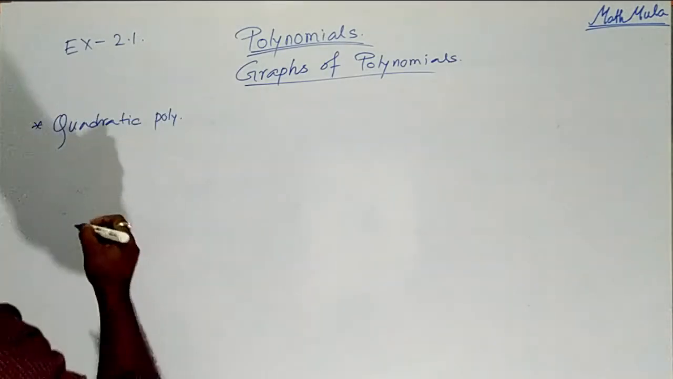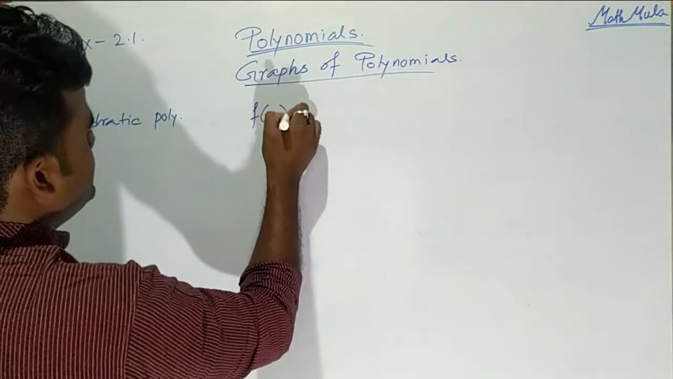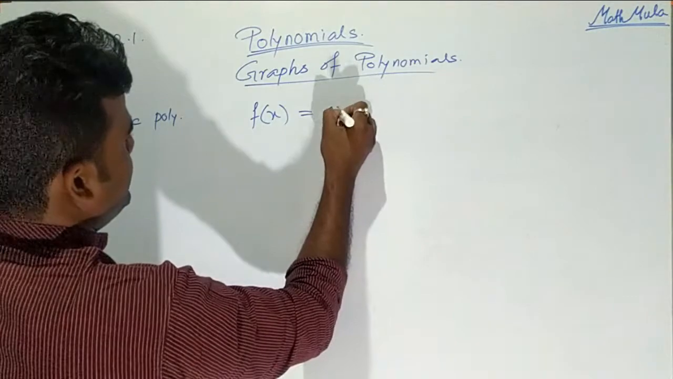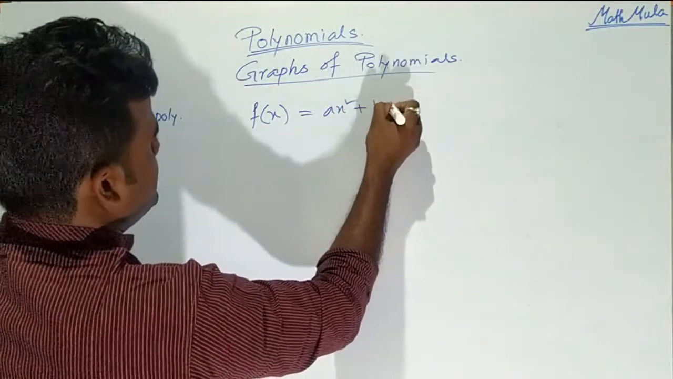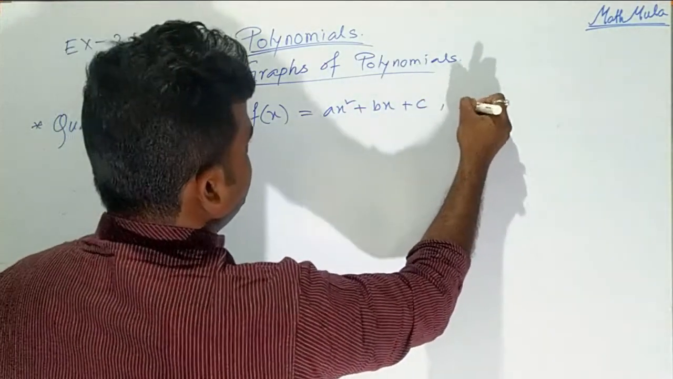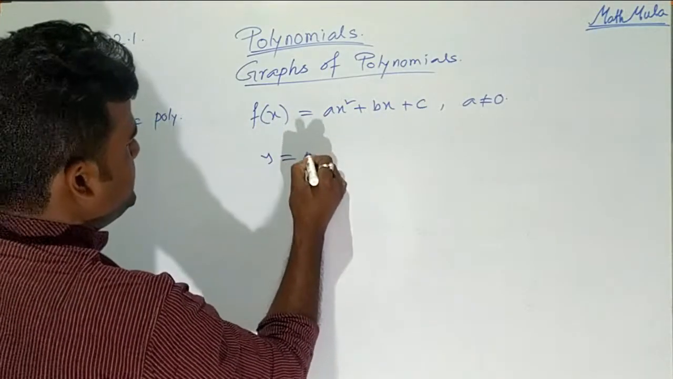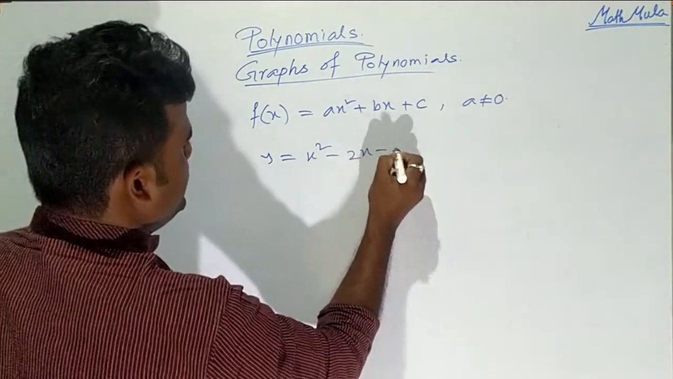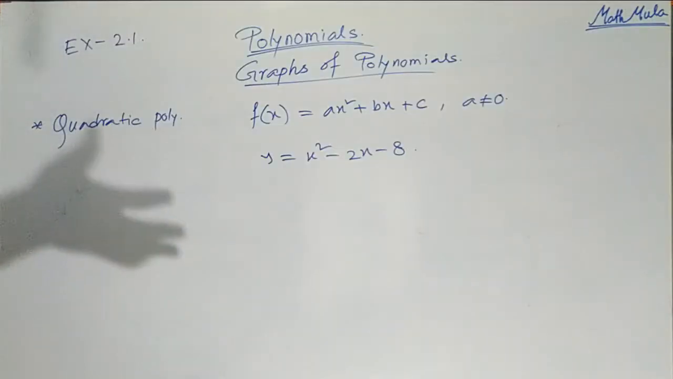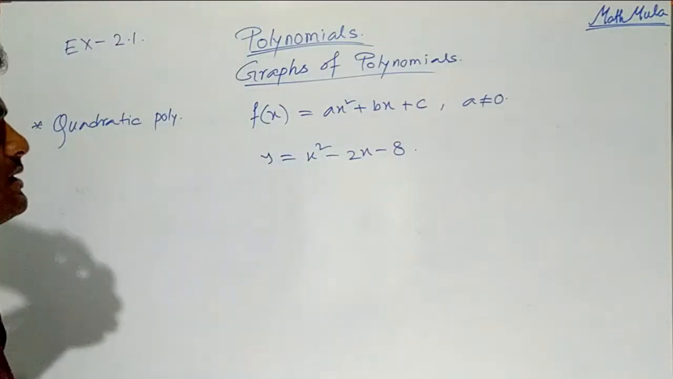Now the quadratic polynomial. The general form is y = ax² + bx + c, and a is not equal to 0. For example, y = x² - 2x - 8. Now we try to draw a graph for this equation.